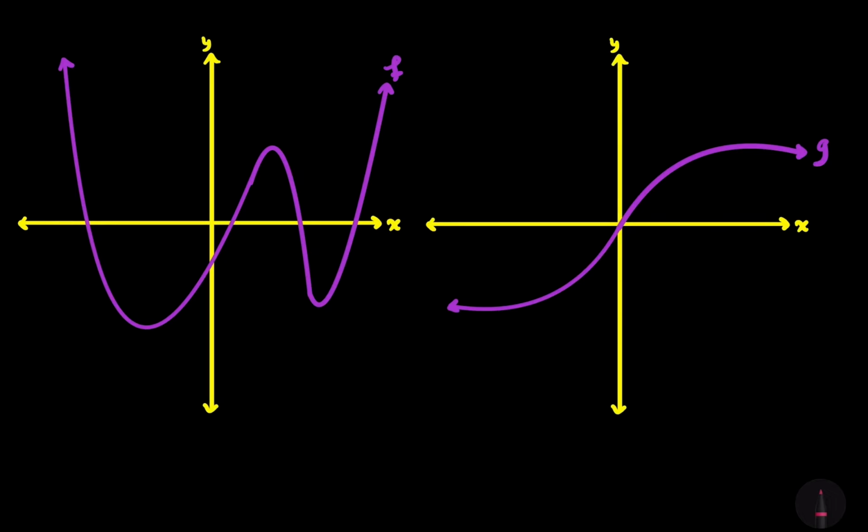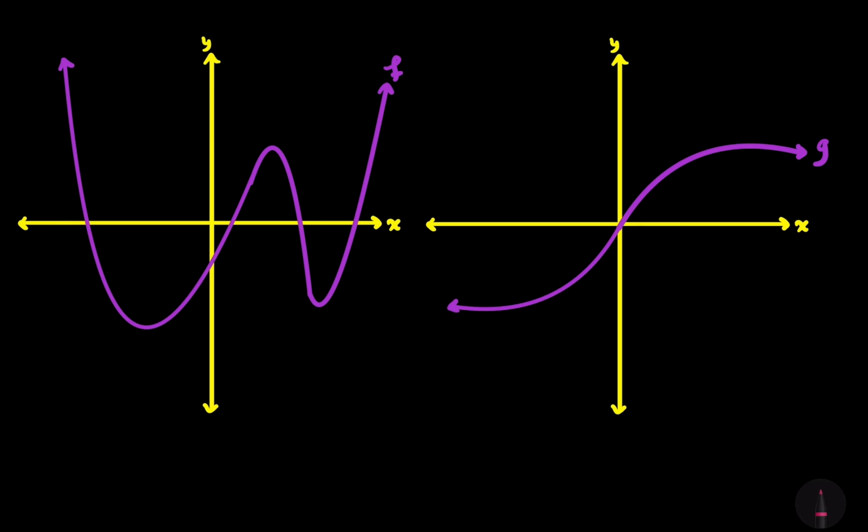So in today's video, we're going to see how we can graphically correlate a function and its derivatives. Over here, we have two functions: f of x, and g of x on the right. For each of these functions, we're going to try to sketch their derivatives, so f prime and then g prime.